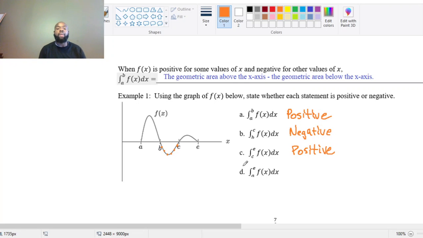And then we have the integral from a to e. Well, a all the way to e has some parts above the x-axis and some parts below. Well, we have to kind of quantify or compare the area above the x-axis to the area below the x-axis, right? So this area is above the x-axis, so those are going to be positive, and these areas are below the x-axis, which is going to be negative. There is actually more area above the x-axis than below the x-axis, and so we can say that this is going to be positive.